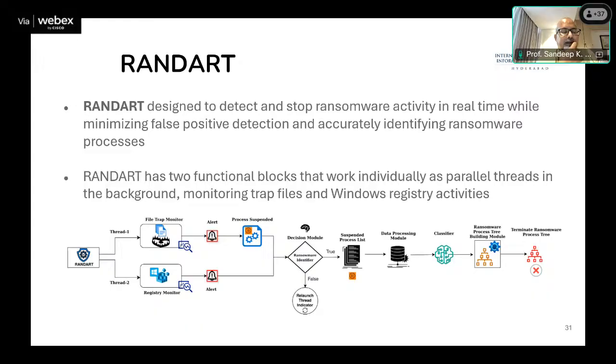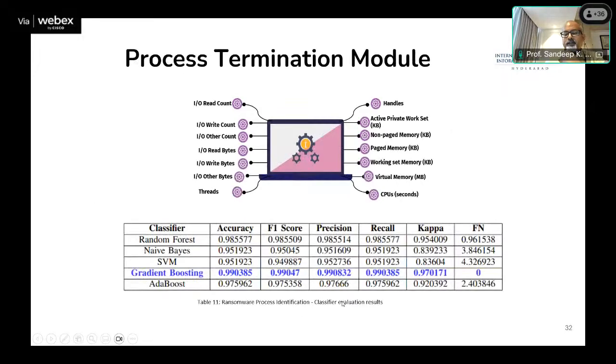So here RANDART works with two things. One is a file trap monitor, and another is a registry monitor. After the file trap monitor generates the alert, the process tree involved in dealing with this trap is suspended. But until I get the registry-based corroboration, I don't make the decision to kill the process. Once I have that, I will start terminating the ransomware process tree. So this is the process termination module.